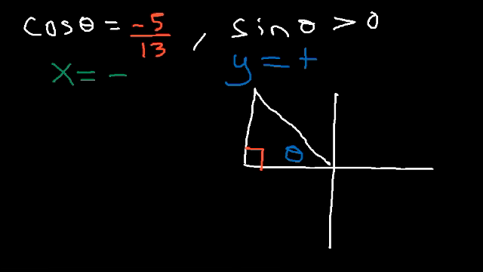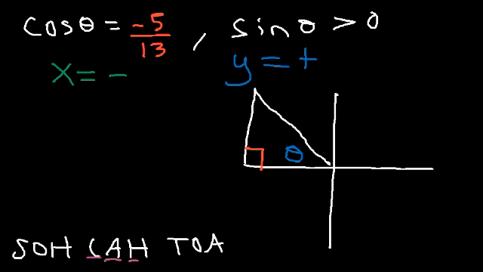So if cosine is negative 5 over 13, where should we put those numbers? Now we know that cosine is adjacent over hypotenuse based on SOHCAHTOA. So if you focus on the CAH part, you can see that cosine is adjacent over hypotenuse. So negative 5 should be on the adjacent side, and 13 is the hypotenuse. Now it makes sense that x is negative because as you go to the left, it should be negative. The hypotenuse is always positive for these types of problems.